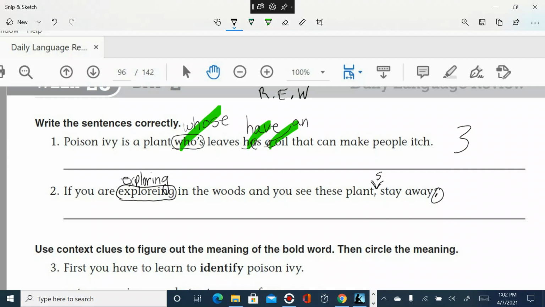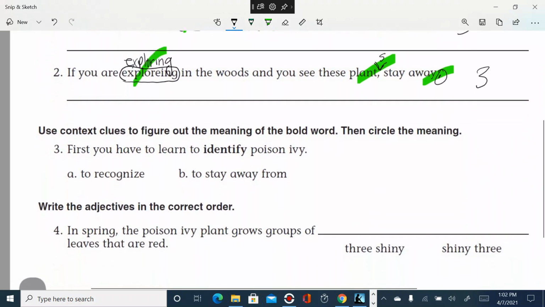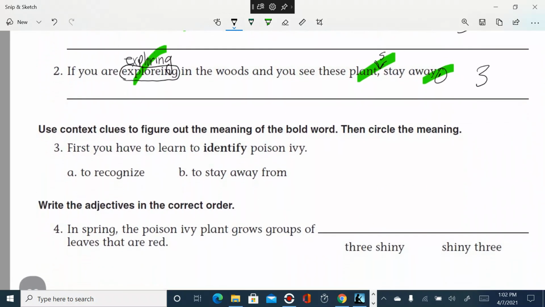Yes. Or you could do if you see this plant. It's either these plants or this plant. I put it this plant. Either way will work. So we have 1, 2, 3 corrections on this one, too. This made more sense because we're only talking about one plant. Either one will work. That's all I can say about that one.